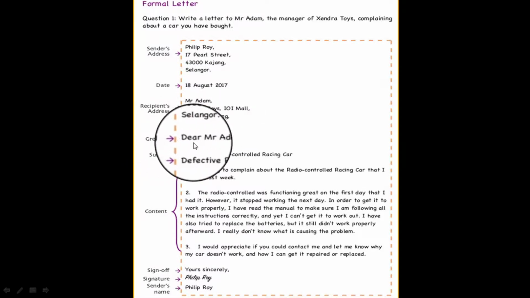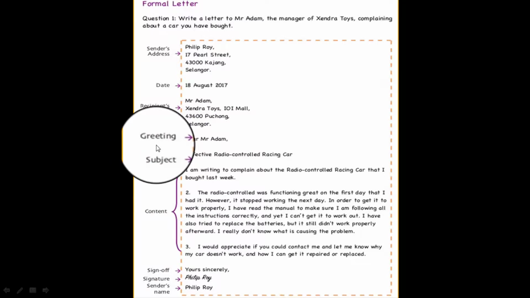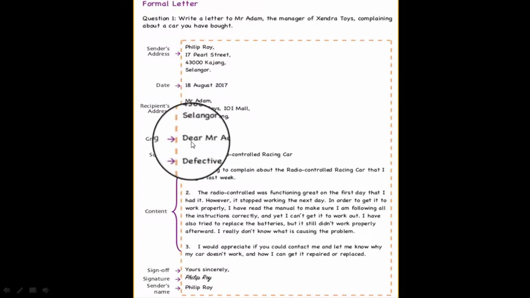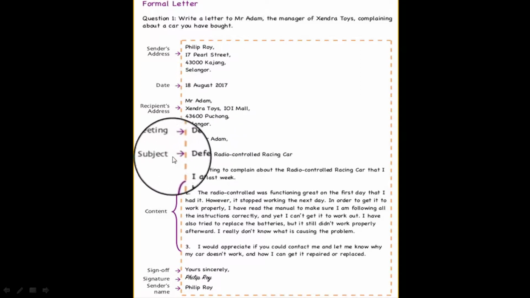After that, student, you have to give the salutation. This is called greeting also. So dear Mr. Adam, if you know the name, that is good. If you don't know the name, you have to write dear sir or dear madam. If you're writing to a company where you don't know how many people are there for the post, you may write dear sirs also.